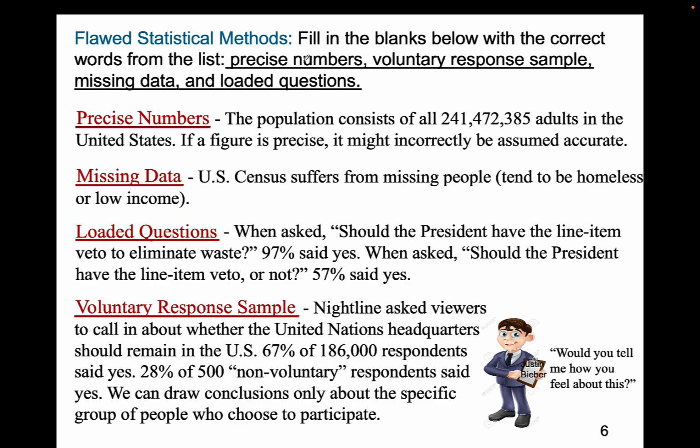Next time you hear or see one, I hope you spot it as a voluntary response sample. Like this guy right here. Would you tell me how you feel about this? Clipboard says Justin Bieber. People that are going to stop and talk about Justin Bieber may have a preconceived idea of how they feel about Justin Bieber. People that don't even know Justin Bieber, that name, might just walk by, right? So that is going to definitely affect the responses gathered from this question. How do you feel about Justin Bieber?